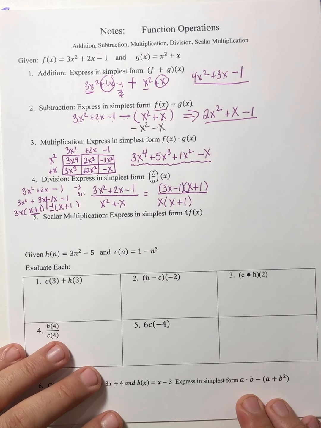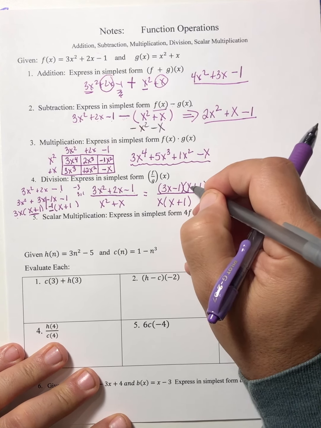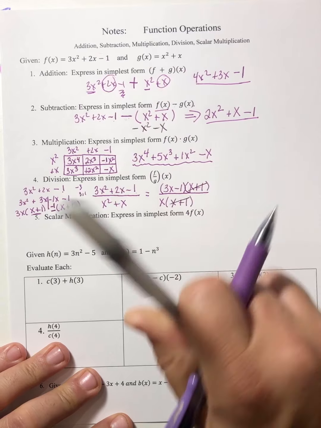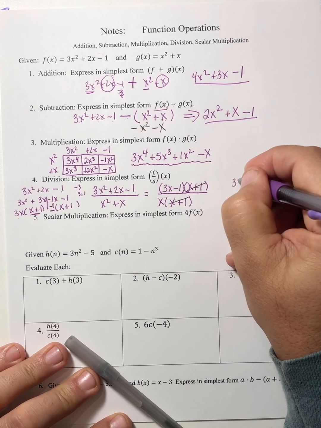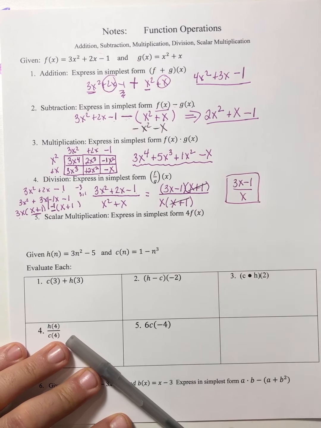So we did the hard stuff. Now all I have to do is cancel what they have in common. They have an x plus 1 in common, so I can cross those out. So then I just have 3x minus 1 over x. And that's all that we can do.